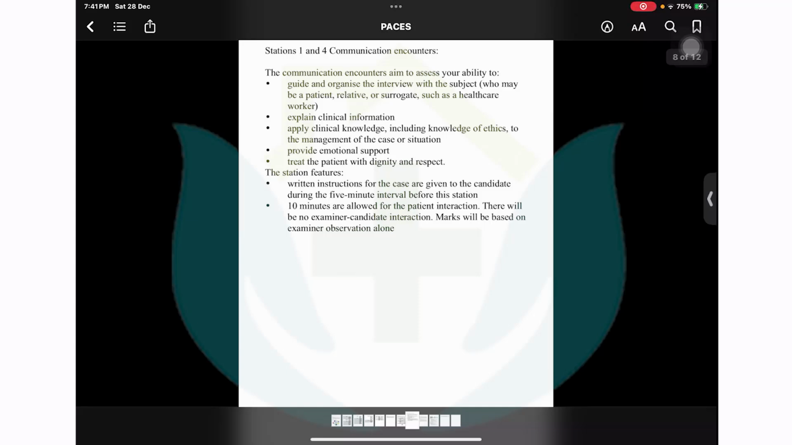So 10 minutes are allowed for patient interaction. There will be no examiner-candidate interaction at all. Marks will be based on the observation alone. So you and the patient, that's it.